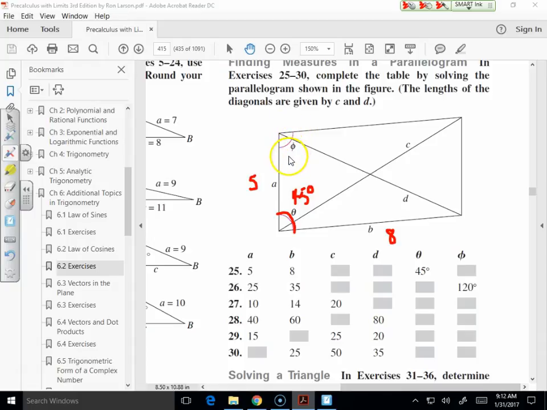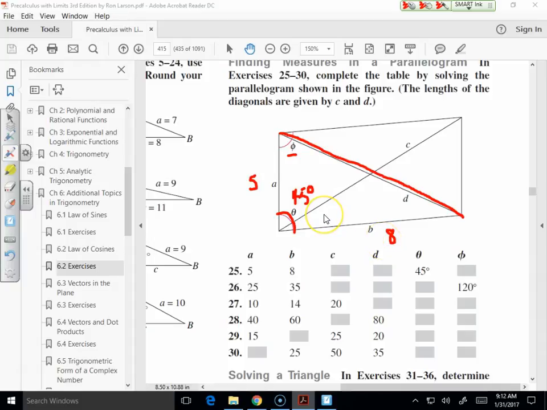Either way, we're trying to find this guy, and we're trying to find each of these guys. Now, C and D are both, I think it says the entire diagonal. So D is this entire shebang. Why is that not a bad thing? Why do we like including this whole side? We have 5, an angle, and 8.